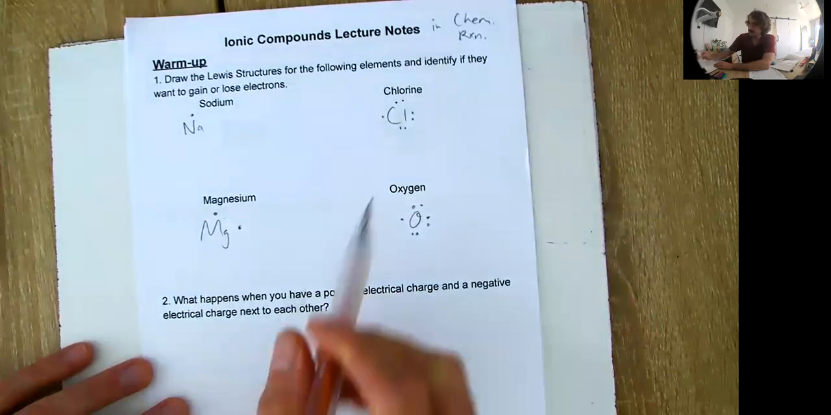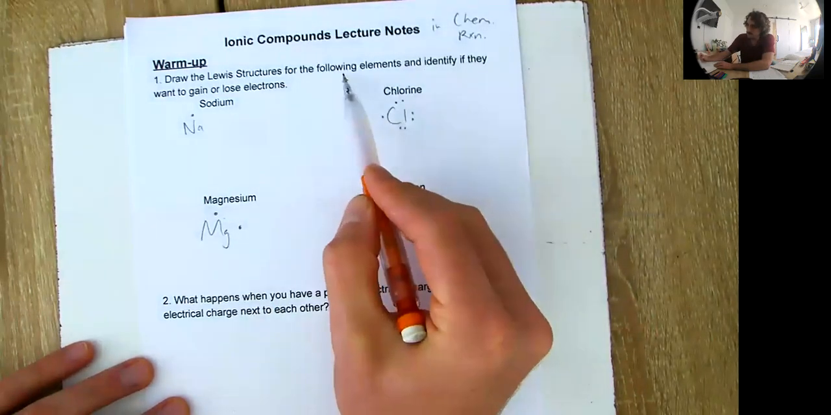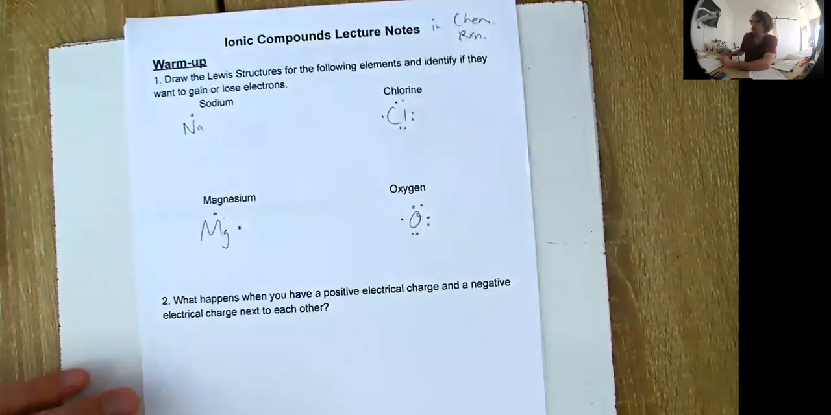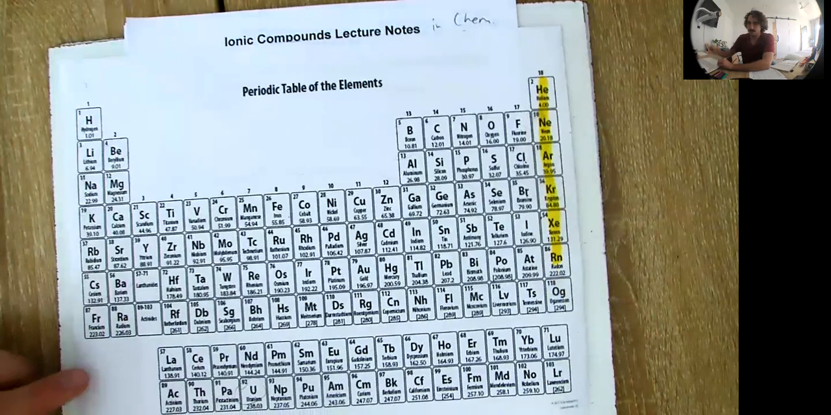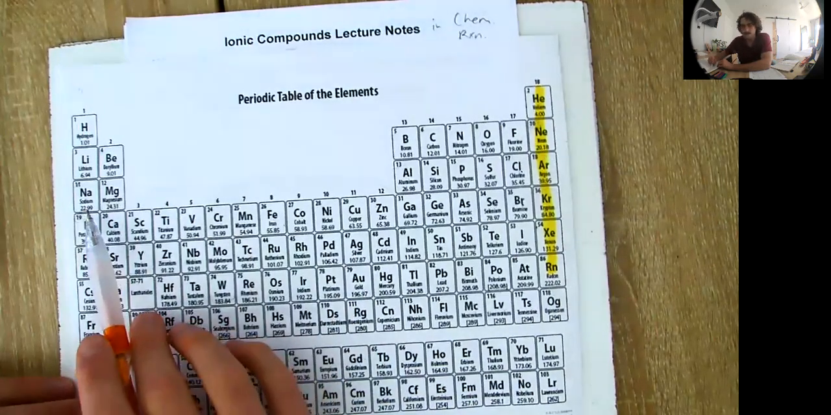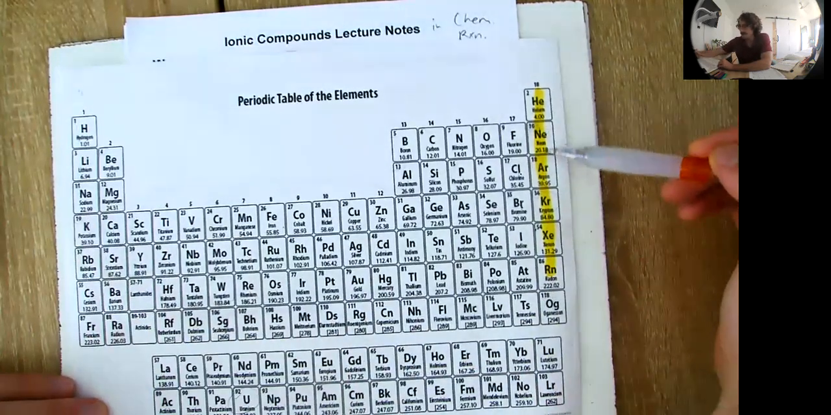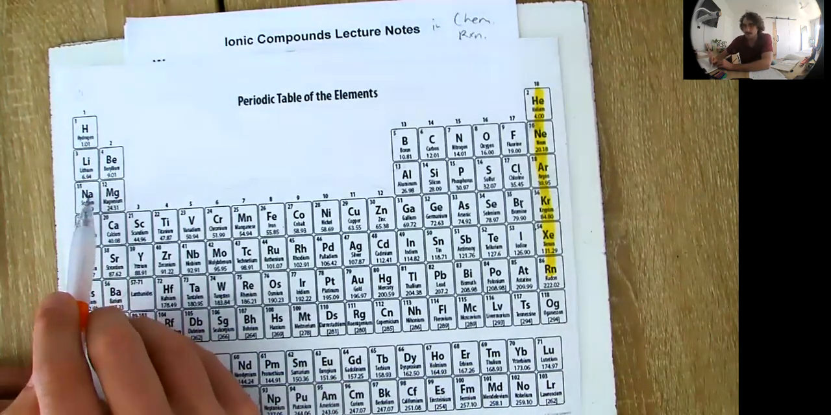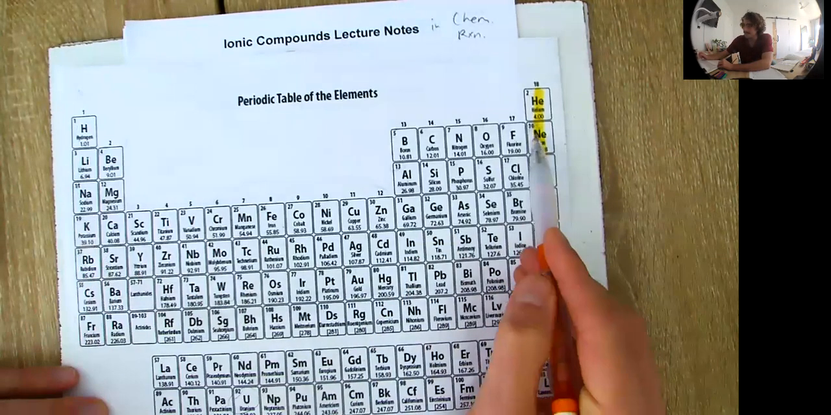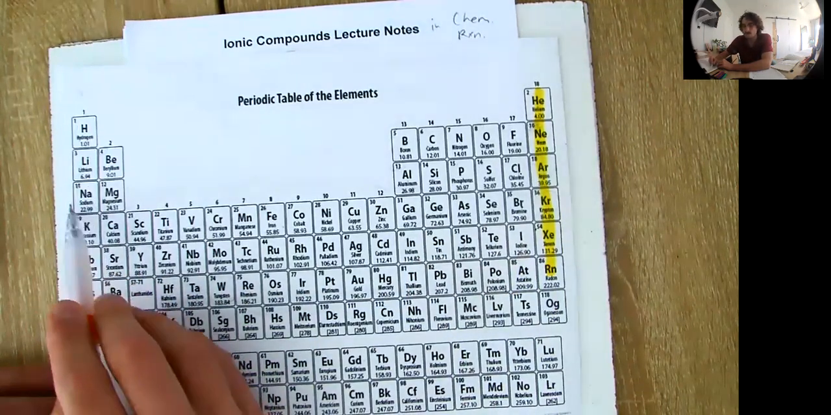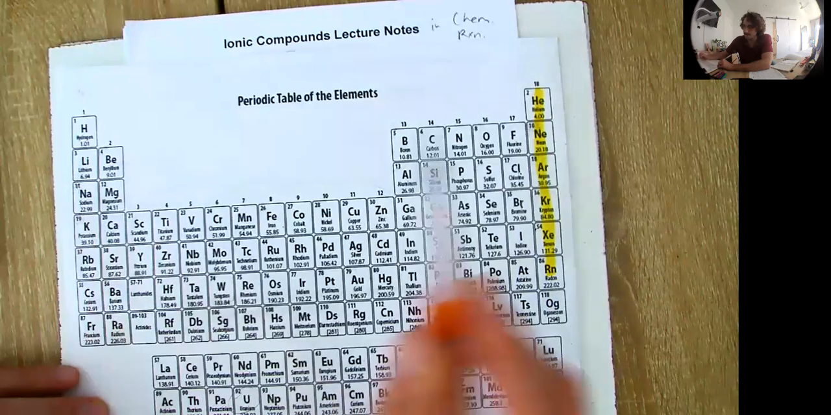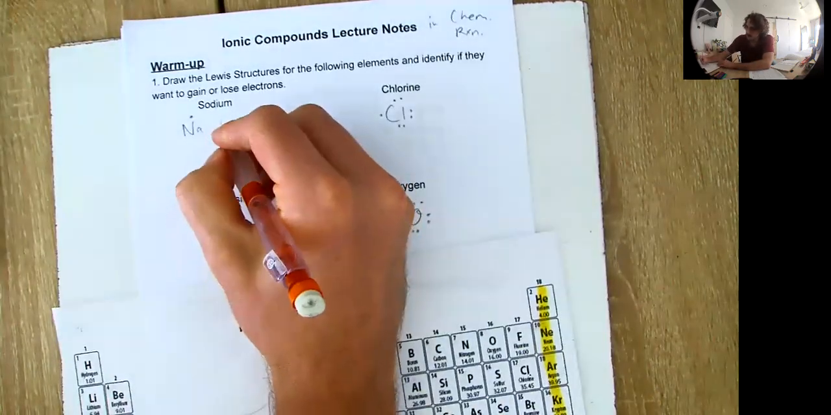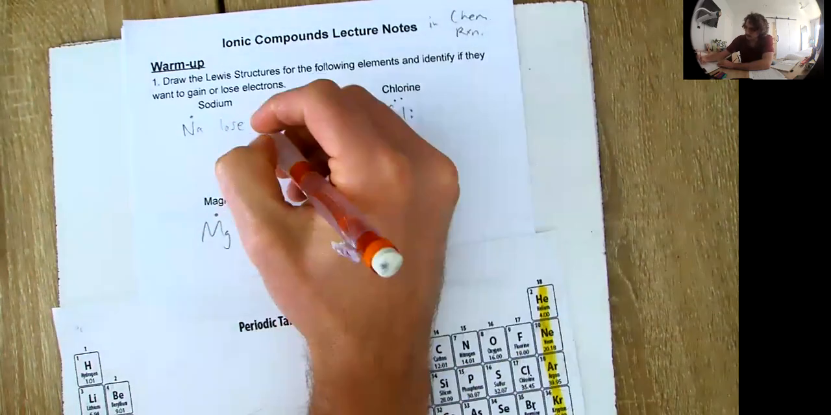Okay, let's go back and answer the next question, which is identify if they want to gain or lose electrons. Well, they're going to be gaining or losing electrons depending on their location in reference to the noble gas elements. Okay, so sodium is number 11. The closest noble gas element is number 10, meaning sodium's gonna lose its one valence electron to have the same amount of electrons as neon. So sodium will lose electrons.